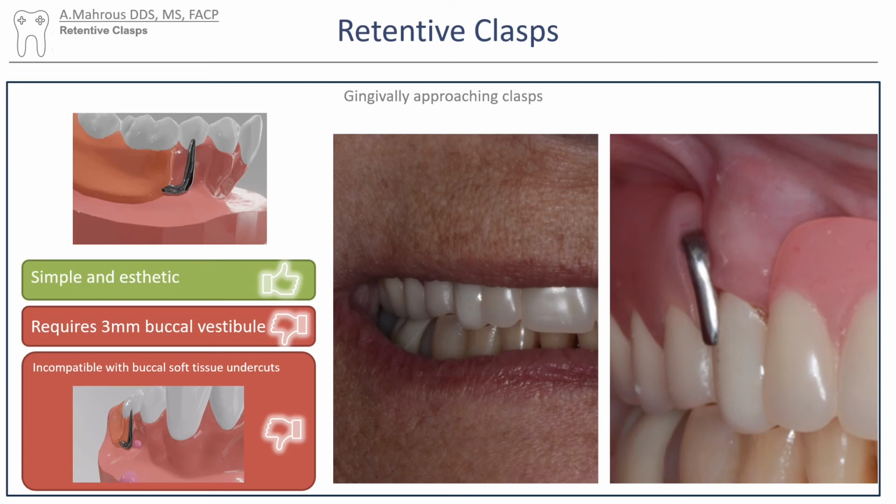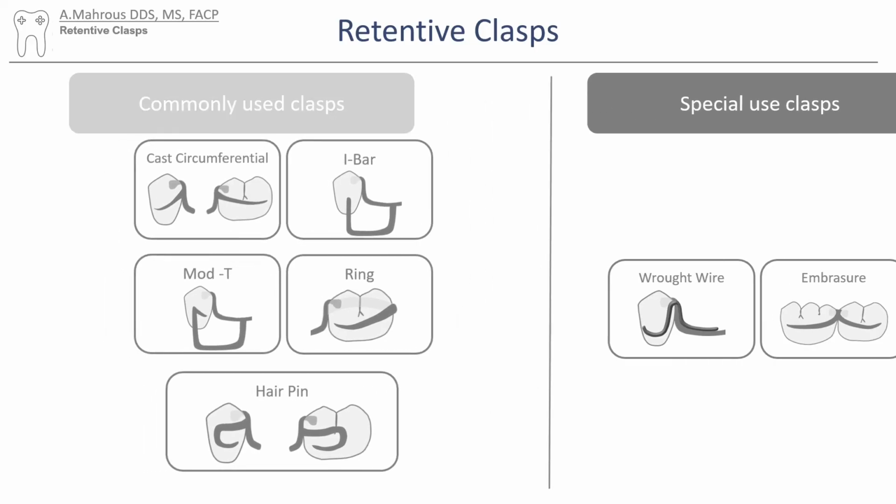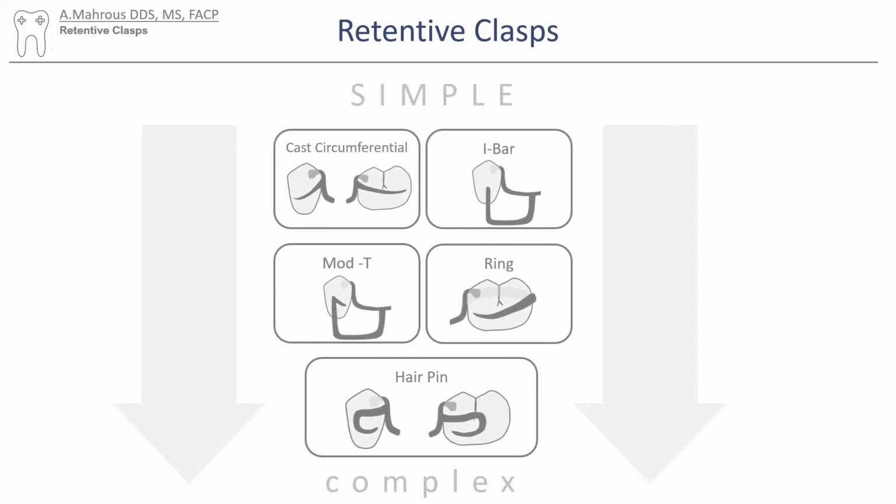However, they need 3 mm of buccal vestibular depth and can cause food entrapment if associated with a buccal soft tissue undercut. There are many types of occlusally and gingivally approaching clasps. We'll talk about some of the most common ones and some special use clasps. Let's start with the commonly used clasps. Generally, the preference is to use simple clasps whenever possible and avoid the more complex clasps.